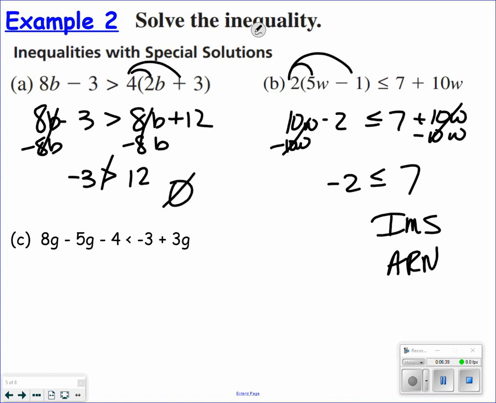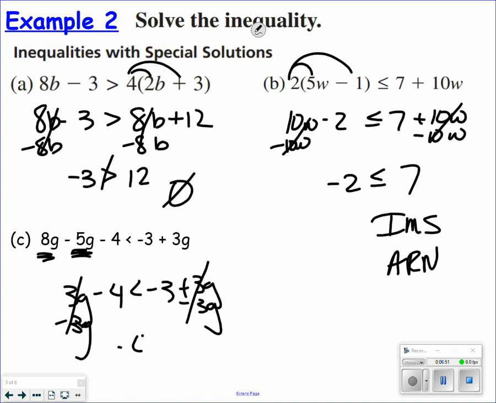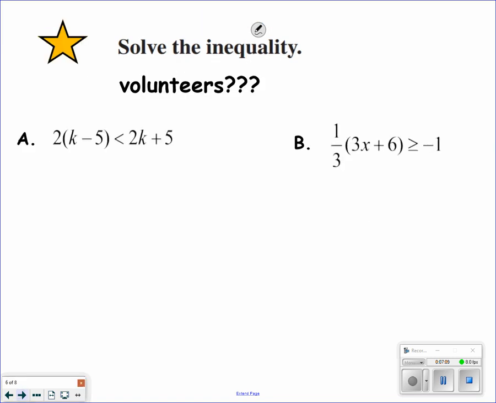I can add together like terms on the same side. 8g and minus 5g are alike, so I can add them together on the left-hand side of this equation, giving 3g. Uh-oh, the letter is gone. So I have to ask myself, is negative 4 smaller than negative 3? The answer to that is yes. So there are infinitely many solutions, or sometimes referred to as all real numbers. If you actually want to know the symbol, it's the infinity symbol. You try. Hit pause and try the next two.